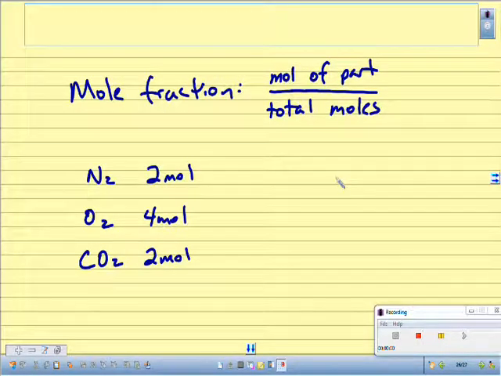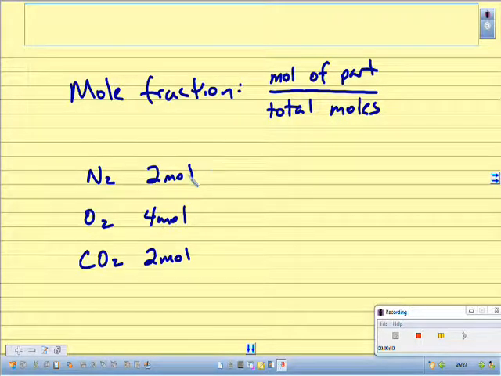Now, before we go to the fourth and final type of problem that you will run into with Dalton's law, I have to show you how to find what we call the mole fraction. It's simply the number of moles of the part that you're trying to find divided by the total number of moles of gas in a container.